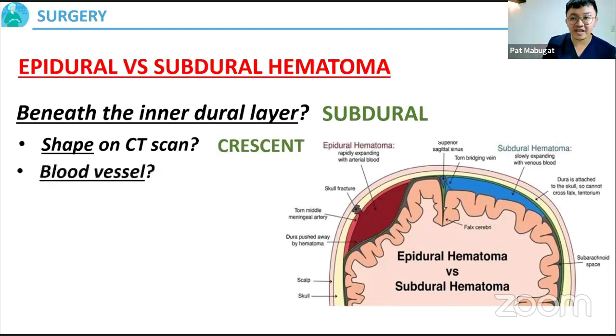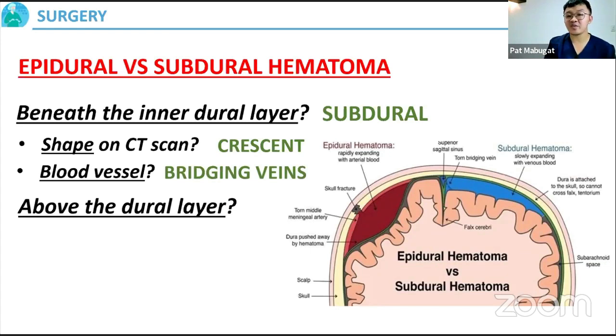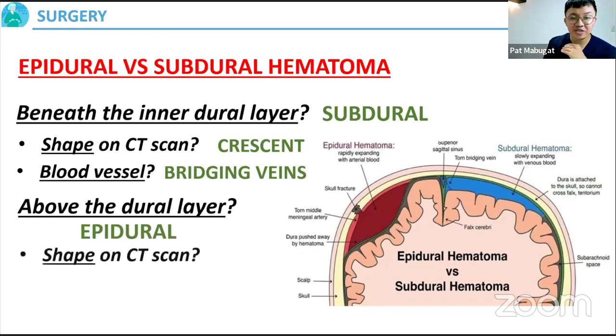The blood vessels involved in subdural hematomas are very soft, very friable, very thin, right? Because it's just dura and brain tissue here. Every time the brain moves too much, some of these vessels are going to get ripped out. So these are your very thin, very friable, very fragile bridging veins, okay? How about above the dural layer? We have your epidural hematoma. Epidural, above. What's the shape on CT scan?